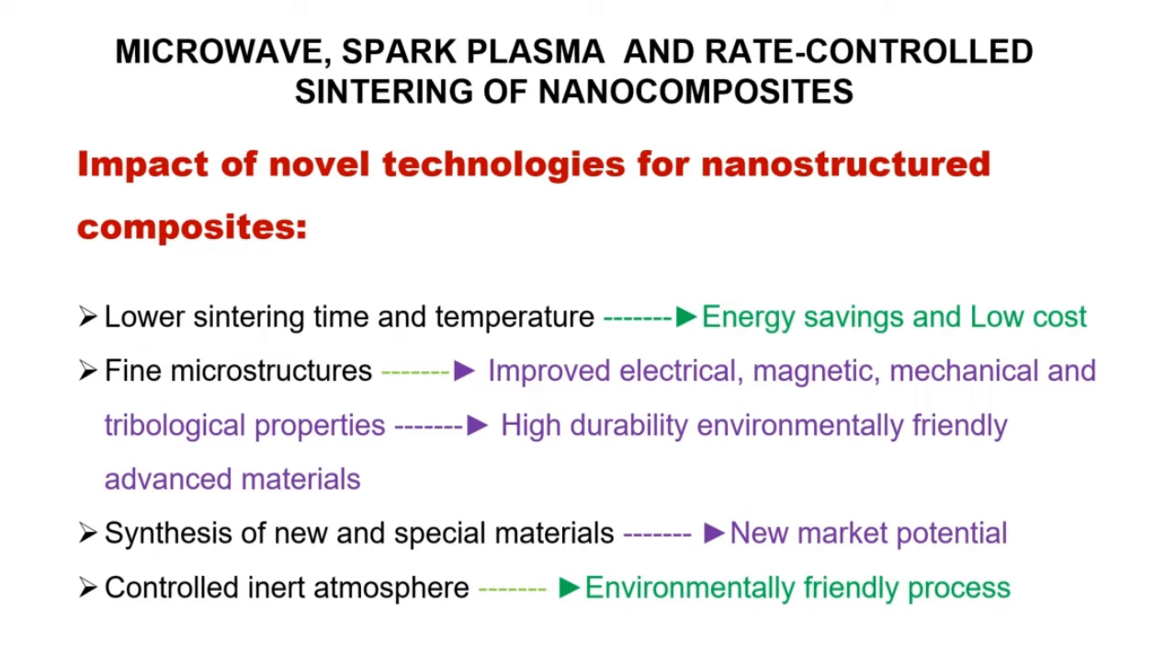The impact of these novel technologies for nanostructured composites is lower sintering time and temperature, which help us to obtain energy savings and low cost of products. We can form fine or nano microstructures, which help us to improve the properties of consolidated materials. We can synthesize new and special materials, which explore a new market potential. Moreover, these are environmentally friendly processes.